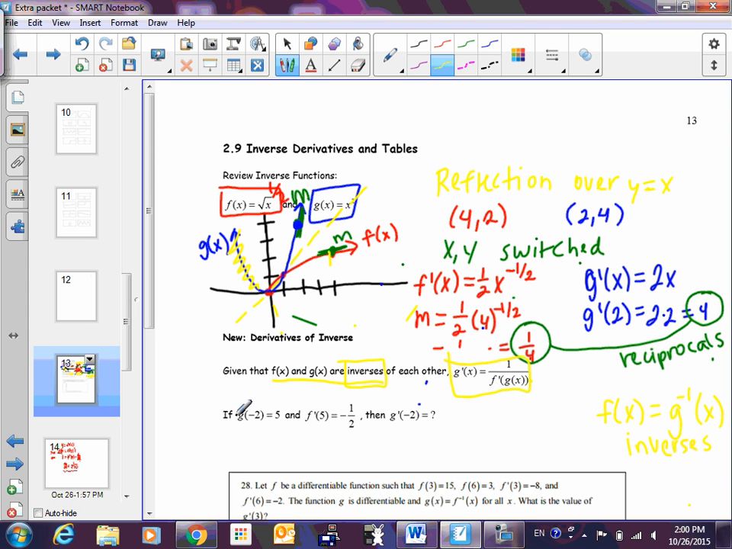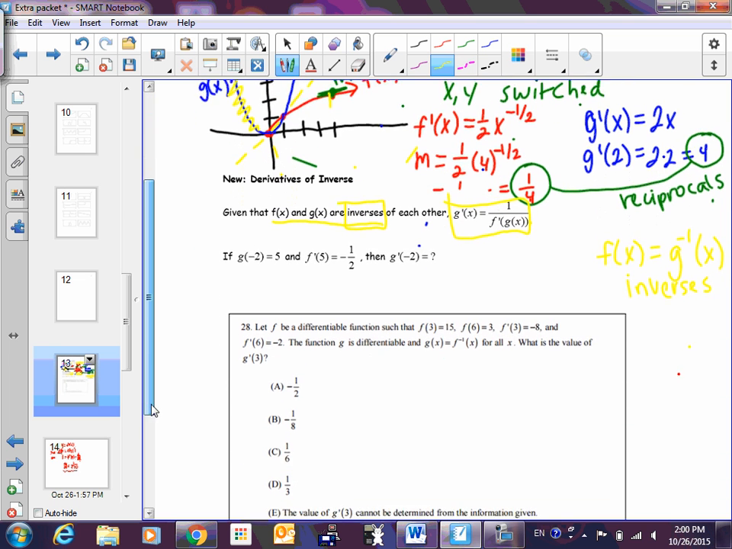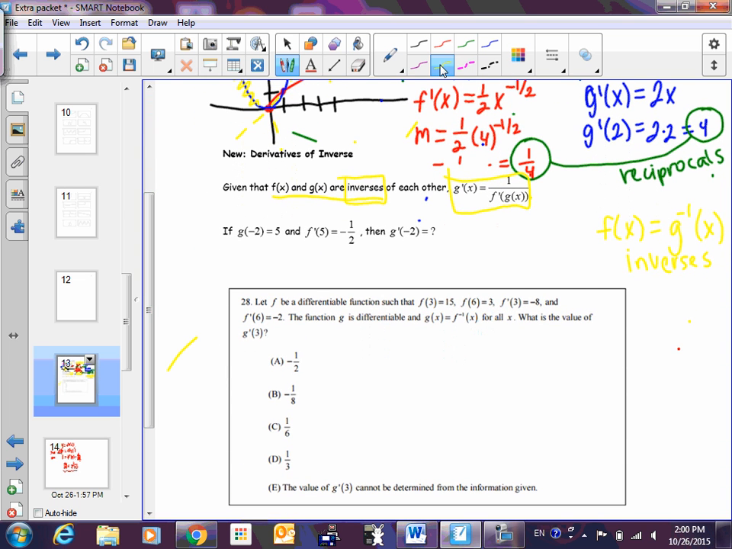Looking at this example: if g of -2 is 5, and f prime of 5 is -1/2, and you're like, what does this mean? Then what is g prime of -2? If you've already zoned out because you think this is hard, I want you to zone back in, because all we're going to do is plug into a formula. So what is g prime of -2? It's going to be 1 over, using the formula, f prime of g of x. Well, my x in this case is -2. So g of -2.